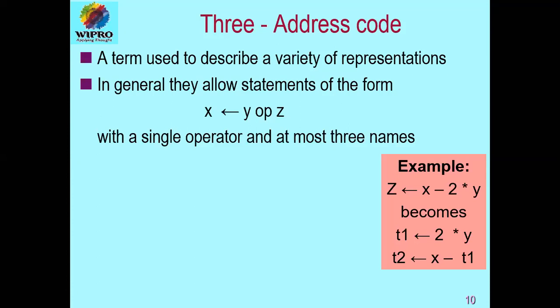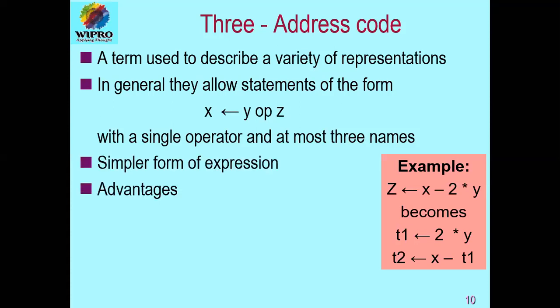Assignment to a program variable will also cost one operation, and that should be considered as a separate three address code. So I cannot do z is equal to x minus t1, because it is assignment to a program variable. That's a separate operation.